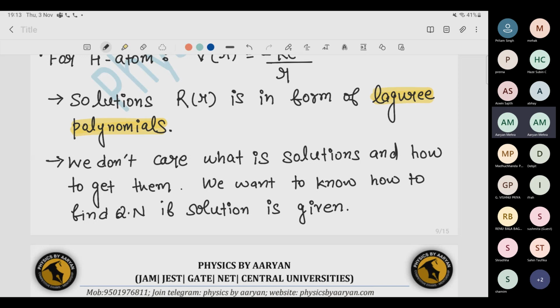I will give you a very basic homework: please write all the special functions which are there, at least 5 or 6, and then you should also know where they come. You don't have to derive it, but at least 2 or 3 problems in physics where they come you should know. That will be very beneficial in your career.